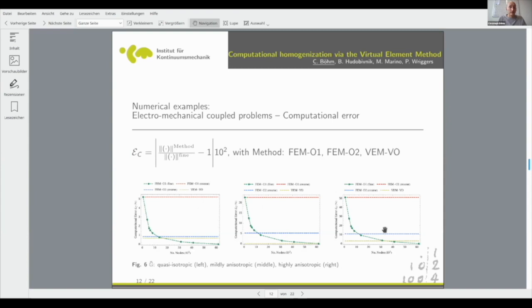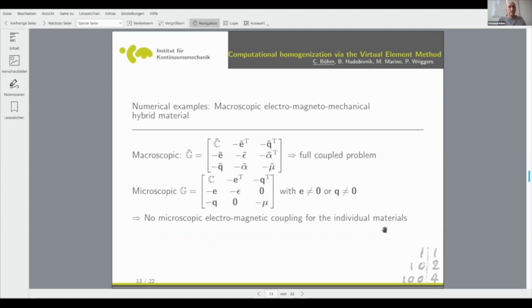So for us engineers, this is a real advantage, because when we want to homogenize something, we also have to have in mind that this is computational cost which we have to invest. And if we can stay accurate and shrink down the computational cost, this is great for us. Yeah. The next numerical example is a macroscopic electro-magneto-mechanical hybrid material.